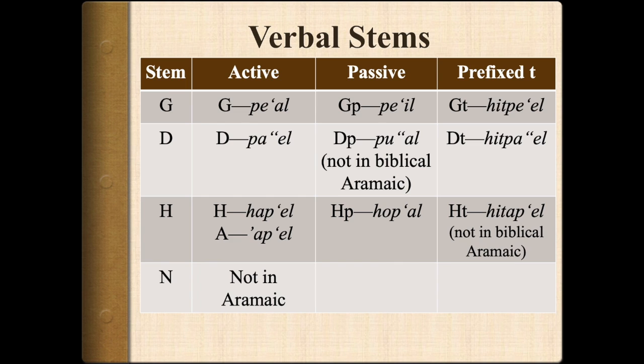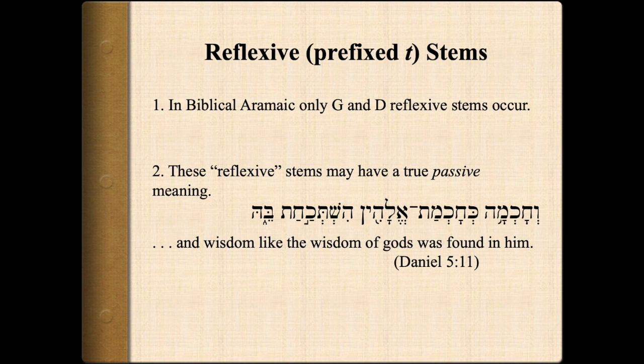We have in Biblical Aramaic two. We have a GT and a DT: the prefixed form of the basic stem and the prefixed form of the doubling stem. In other forms of Aramaic, you also have the prefixed form of the causative, but this does not actually occur in Aramaic. Only the G and D reflexive stems occur.